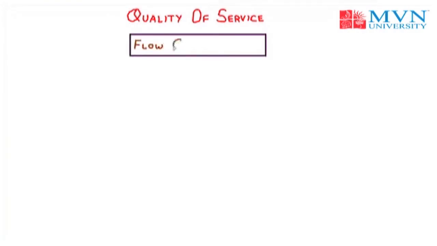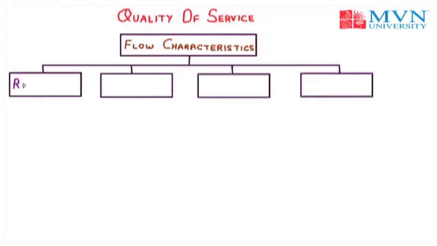Well, to improve the quality or just to check the quality, we have various flow characteristics. If we talk about the flow, that means the sending of data. So to send the data or to control the flow, we have four flow characteristics. The first one is reliability, the second one is delay, the third one is jitter, and the fourth one is bandwidth. First of all, we will discuss reliability.